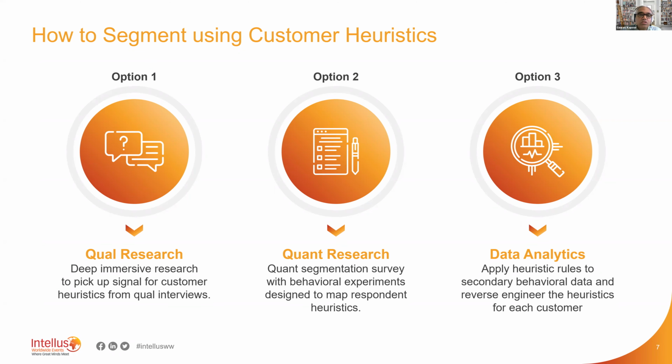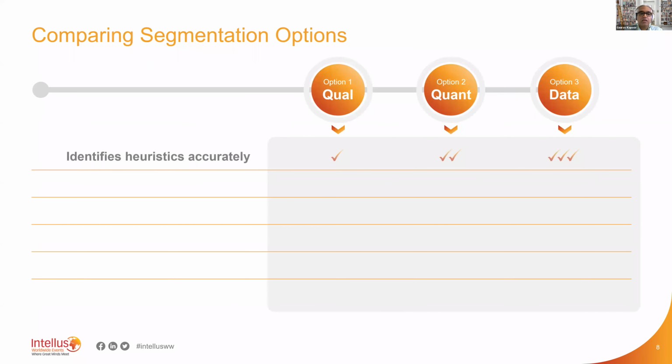The other way to do this is using data. No primary research is used, just secondary data. You start with behavioral data, and then using some heuristic rules, you try to back out of the data what heuristics are potentially driving this physician whose data I'm analyzing. It's another approach that can potentially be more efficient from a cost and timing perspective, and maybe even more accurate. So let's look at each one.